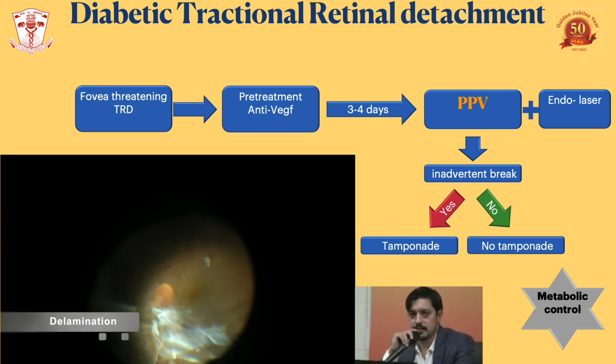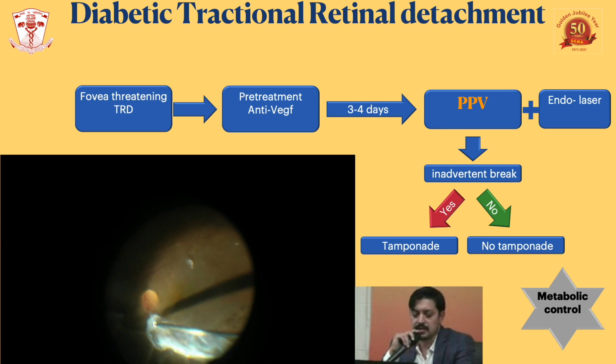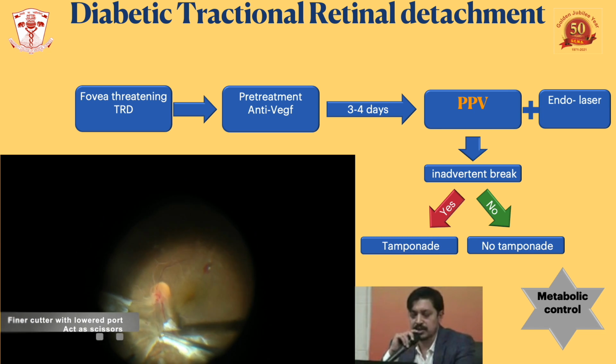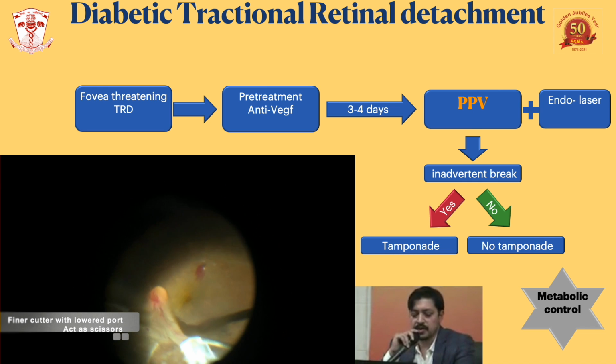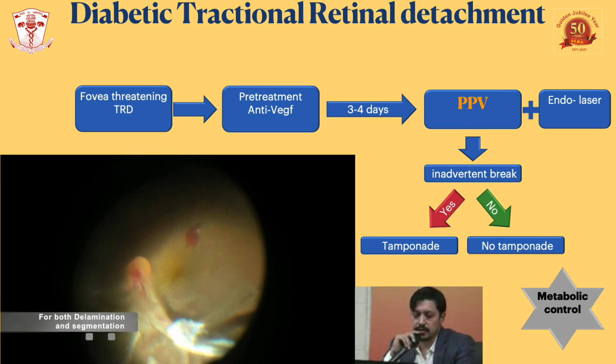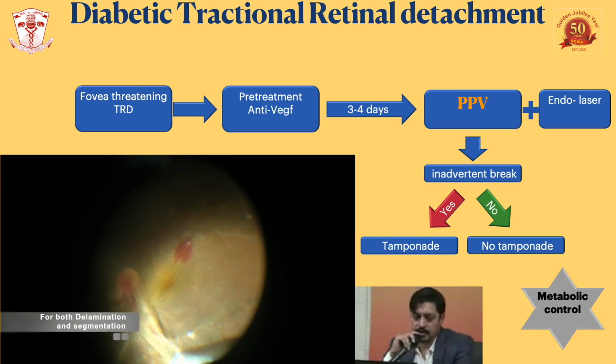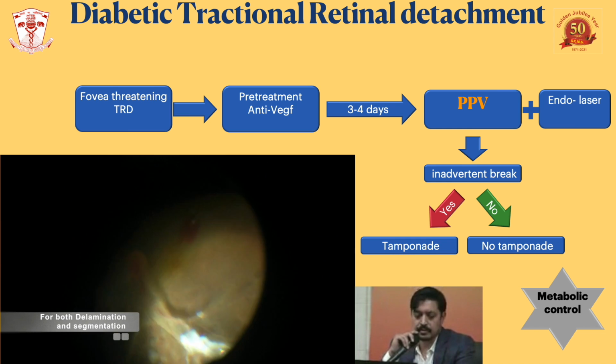If there is an inadvertent break when I am dissecting the FVP, which might happen even with the most seasoned hand, I give a tamponade. Otherwise, I don't prefer giving tamponade to the patient. And metabolic control, of course, is very important.